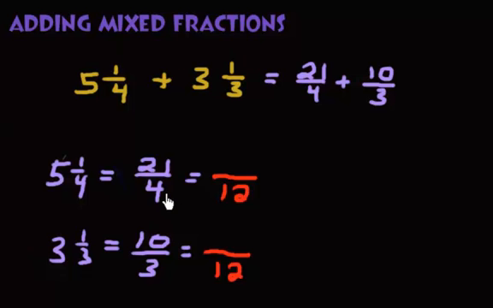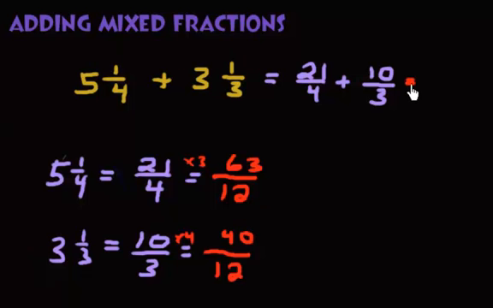Okay, so you ask yourself, what do I have to multiply 4 by to get to 12? Hopefully you say 3. So if you're going to multiply the bottom by 3 to get to 12, you've got to multiply the top by 3. And so 21 times 3 is 63. And down here, what do you have to multiply 3 by to get to 12? You have to multiply by 4. So if you're going to multiply the bottom by 4, you've got to multiply the top by 4. And so here we're going to get 40.